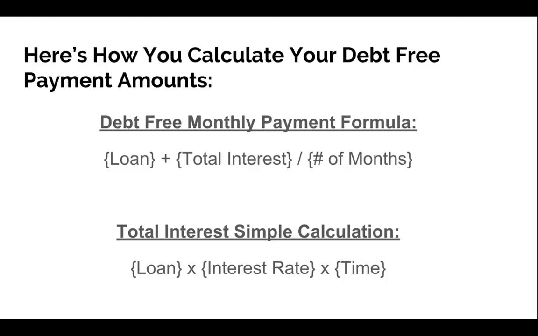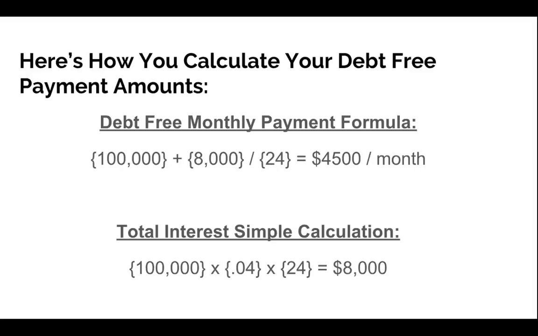So let's run through an example here in numbers. We have our $100,000 loan, so we're going to plug that in. The $8,000 came from our total interest calculation, and we divide that by our timeline, which is 2 years, or 24 months. That comes up with the fact that if we had a 4% interest rate on a $100,000 loan, we would need to pay $4,500 a month to conquer this debt in 2 years or less.